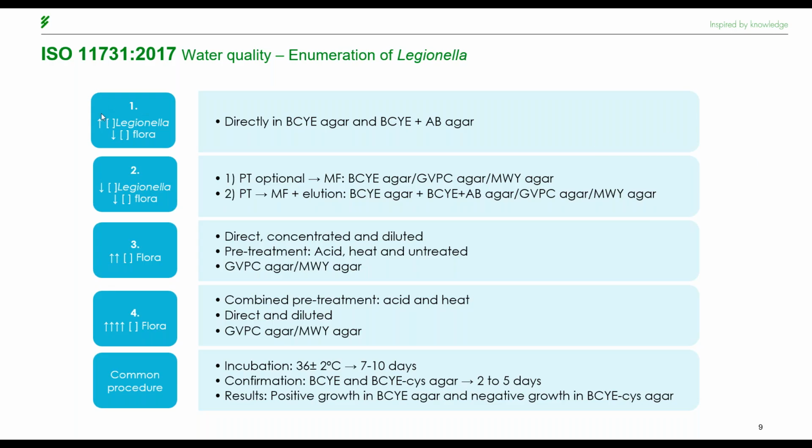In the first case, we have a sample with a high concentration of Legionella and a low load of accompanying microorganisms. This is the most simple, where the sample is just streaked directly onto Legionella BCYE agar and BCYE plus antibiotics agar. So next, this is where it starts to get complicated.